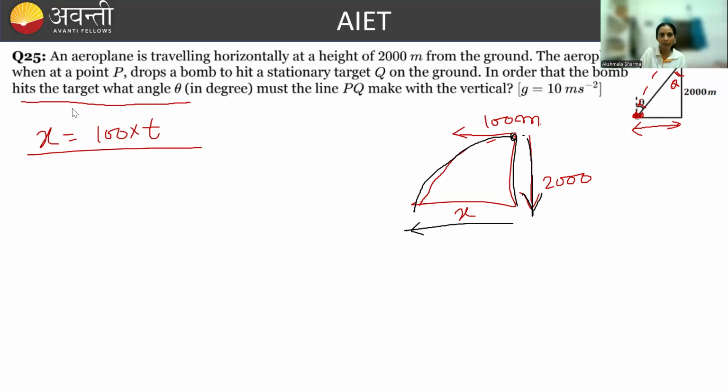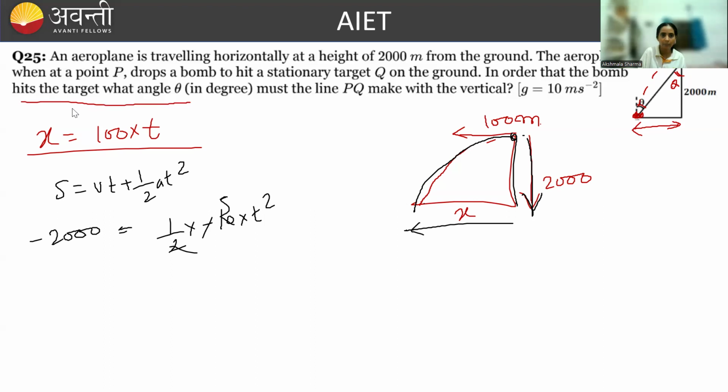In the y direction, apply the s equal to ut plus half at square formula. So it is coming down by 2000 meter, so minus 2000, I'm writing with proper sign. Initial speed in y direction 0, half, acceleration due to gravity in downward direction minus 10, t square. So this is 5, negative, negative cancel, 5 t square equals 2000, 4, 0, 0. So time is 20 seconds.